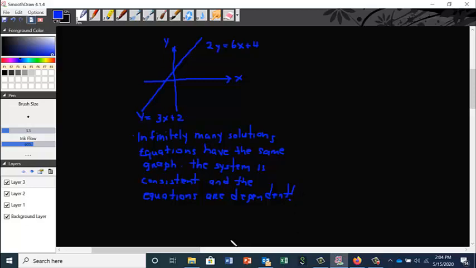So this concludes the short lecture on systems of equations that are consistent and inconsistent systems, and that the equations are independent or dependent. Stay tuned for a short part two to this because we'll do some short examples.